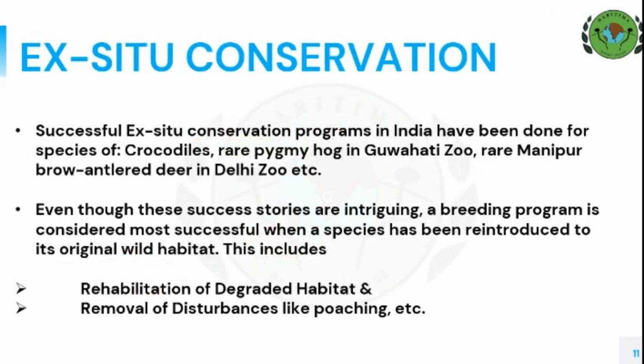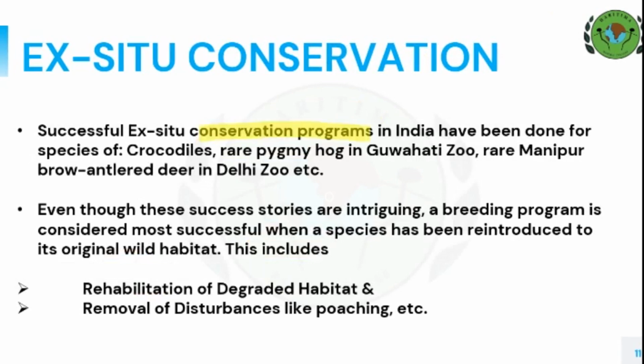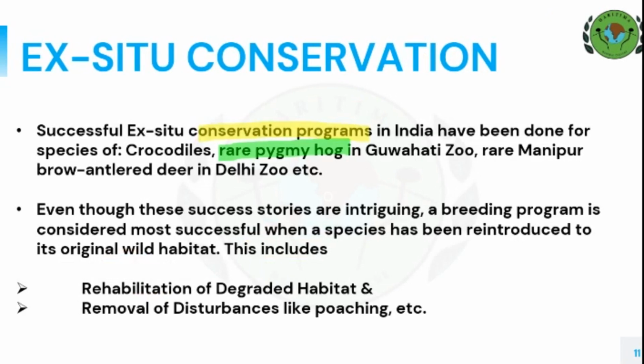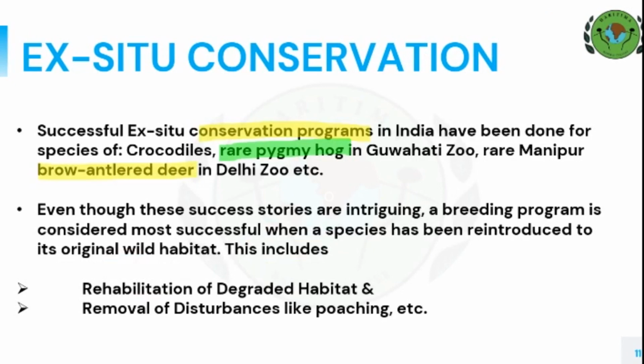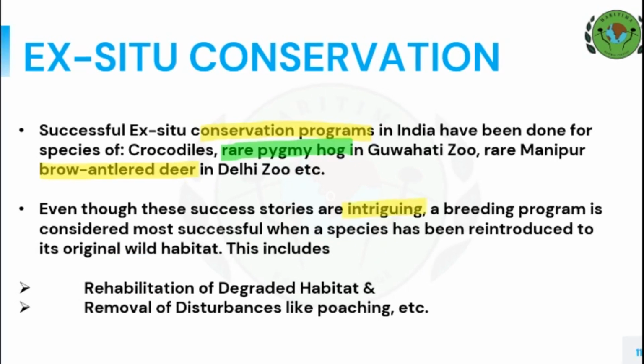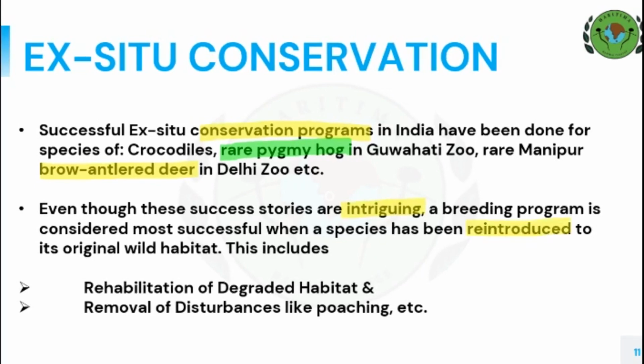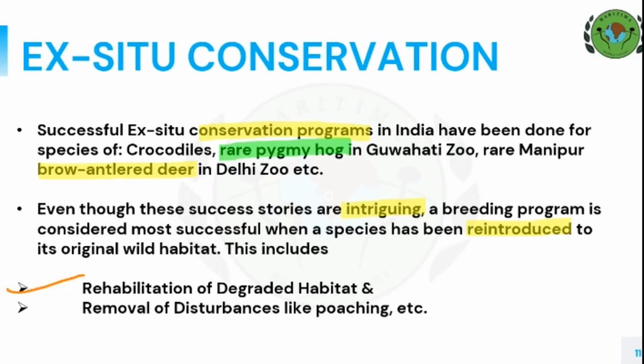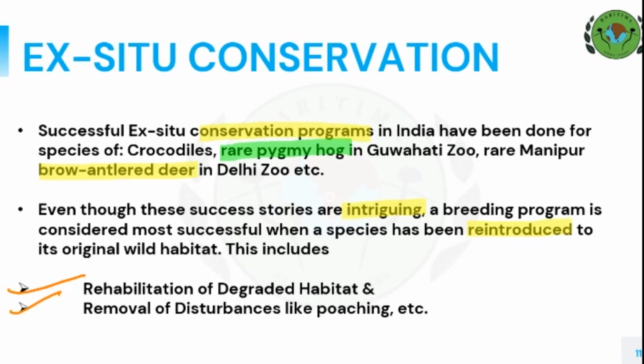Successful ex-situ conservation programs in India have been done for species of crocodile, the rare pygmy hog in Guwahati Zoo, and the rare Manipur brow-antlered deer in Delhi Zoo, etc. Even though these success stories are intriguing, a breeding program is considered more successful when a species has been reintroduced to its original wild habitat. This includes rehabilitation of degraded habitat and removal of disturbances like poaching. Poaching is defined as the illegal hunting or capturing of wild animals.